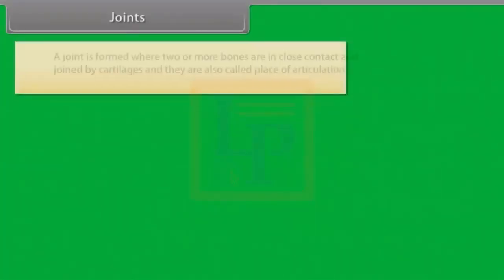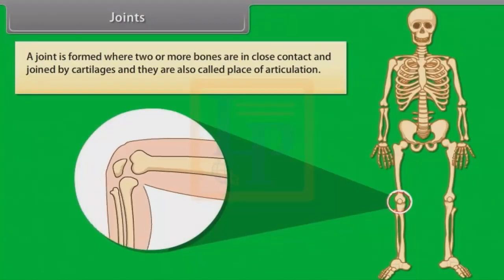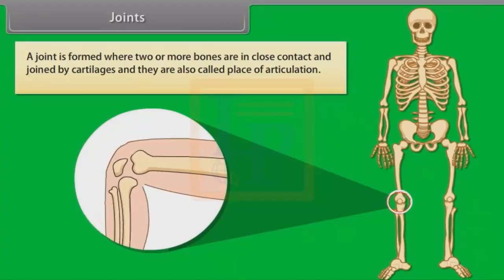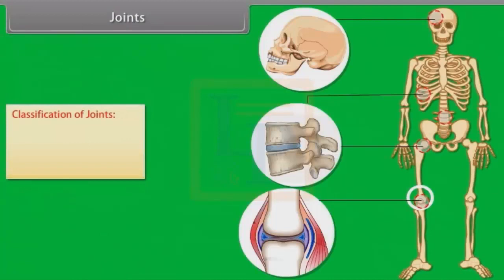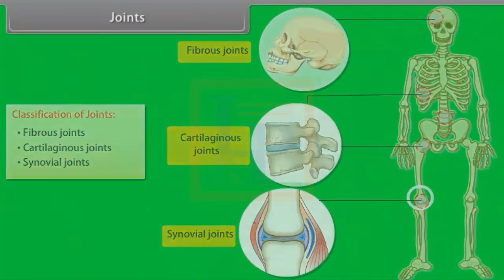Joints. A joint is formed where 2 or more bones are in close contact and joined by cartilages, and they are also called places of articulation. Classification of joints: fibrous joints, cartilaginous joints and synovial joints.